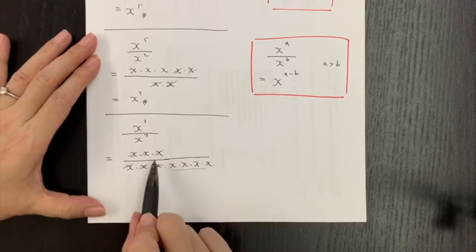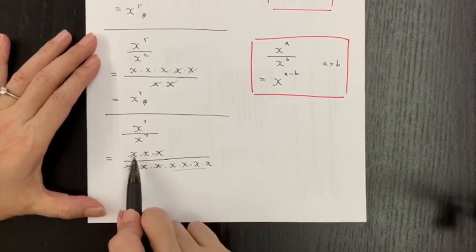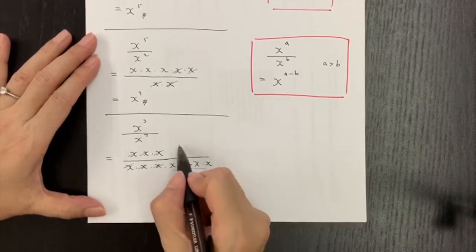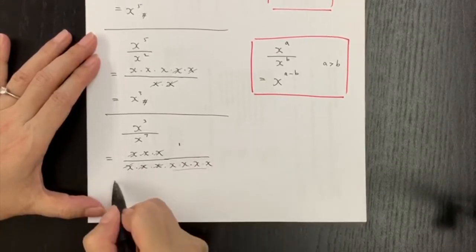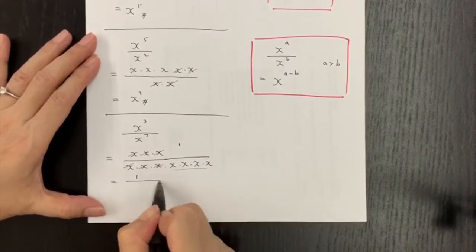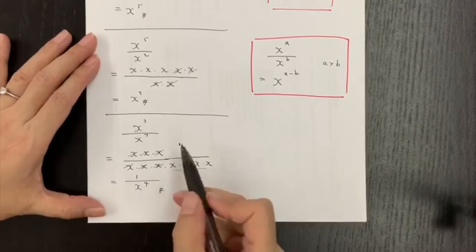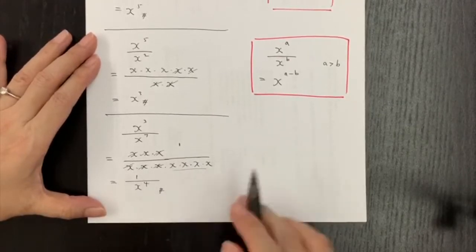But be very, very careful. On top, when all the x cancel out, we still have 1 on top. Now be careful. So therefore this is 1 over x to the power 4, which is 1 on top instead of 0.